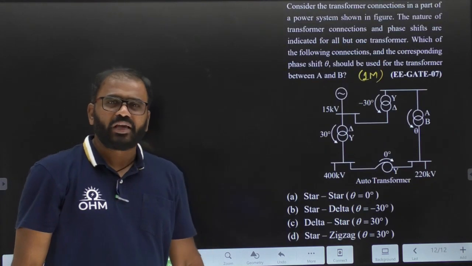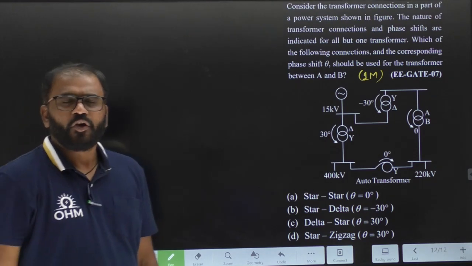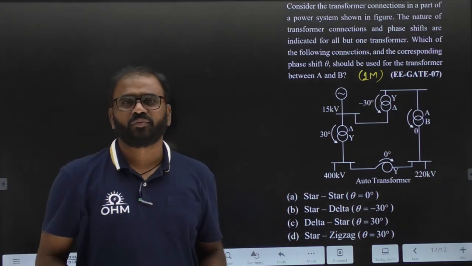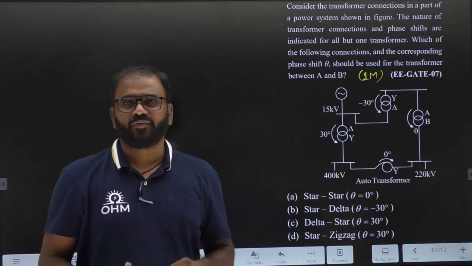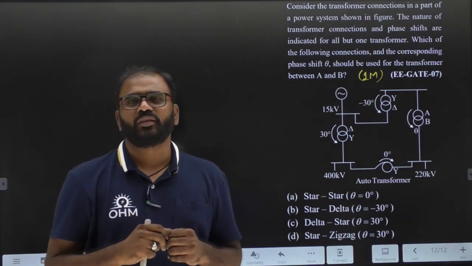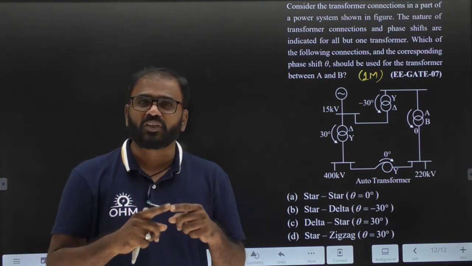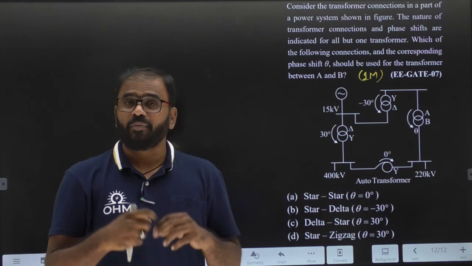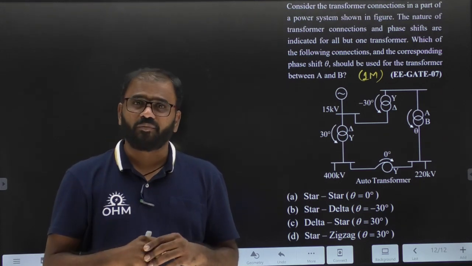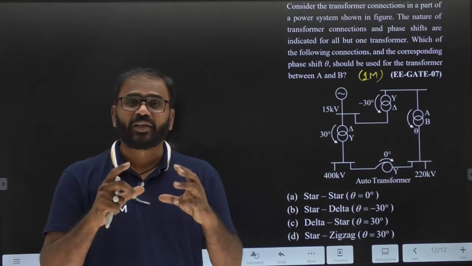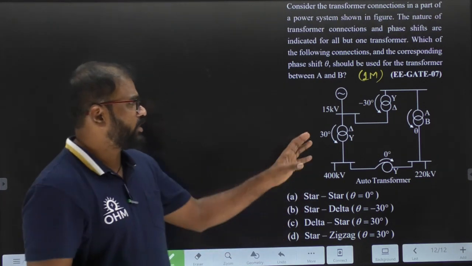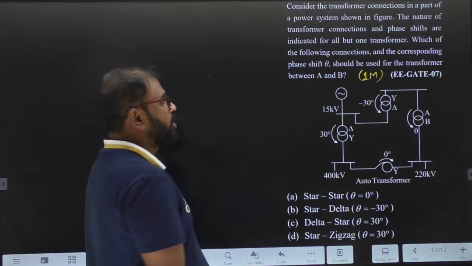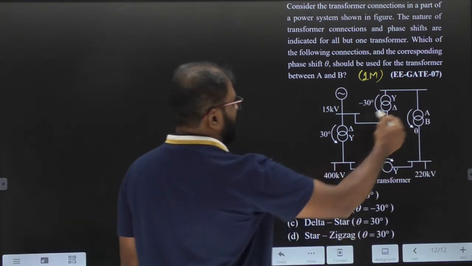This question is based on the concept of interconnection. Whenever you are interconnecting two buses or two networks or two systems, there are a few things that must be taken care of. Number one, frequency must be the same. Number two, voltage magnitude must be the same. Number three, the phase angle must be the same. Number four, the phase sequence must be the same. These are the preliminary requirements. So this question is based on the phase angle. Clear? Now he is asking what is the connection for this unknown transformer.